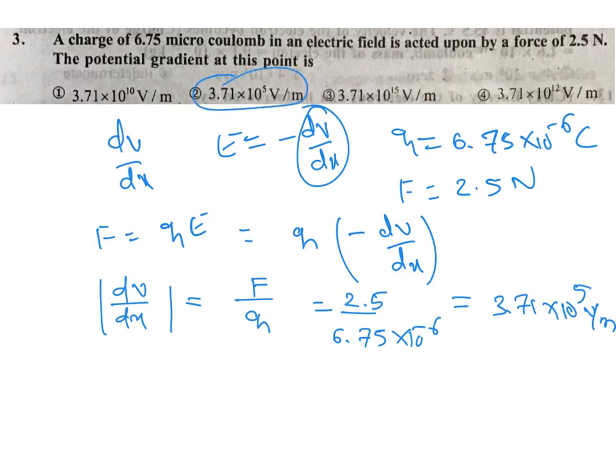Option 2. Okay. The next one, three point charges. 4 nanocoulomb, 6 nanocoulomb, 5 nanocoulomb are placed at the corners A, B and C of a square ABCD. What charge must be placed at the corner D so that the net potential at the center of the square is going to be 0?